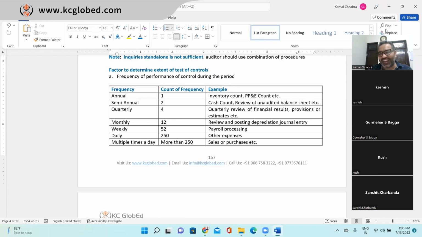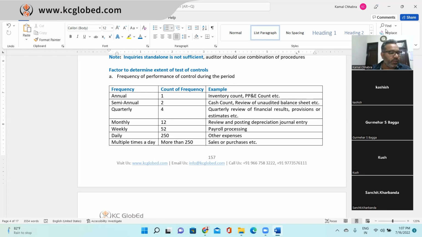You cannot test more than that, right? If it is semi-annual, 2, you can test 1 out of 2. Quarterly, you can test 2 out of 4, right? Monthly, 3 to 5 based on the risk, right? Same way, weekly, 5 to 10 based on the risk you have identified. Same way, daily, maybe 25 to 50 based on the risk you have identified, and for more than 250, any range between 25 to 100 based on the risk you have identified in the respective area. Okay. Right?